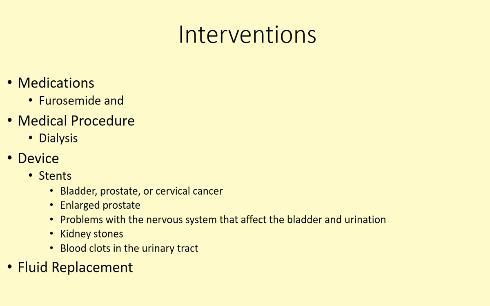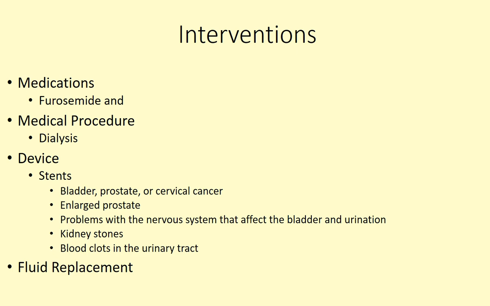Stents can also be placed because of an enlarged prostate, or problems with the nervous system that affect the bladder and urination. If you have patients who have had traumas, certain nerves will be affected and it doesn't allow them to actually urinate. Kidney stones could be another reason something is blocked. So the patient's going through acute renal failure, and blood clots in the urinary tract.